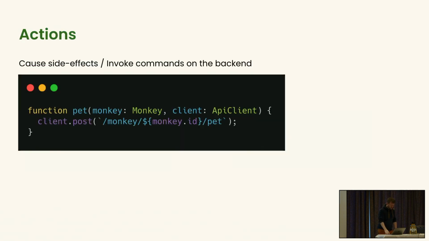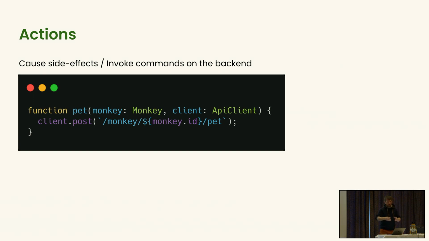And then let's go over to the actions. They actually cause the side effects. They change the system and invoke commands on the backend. For example, here when we want to pet the animal, we dispatch a post request to the backend with the animal we have been given and ask it to pet. Cool.